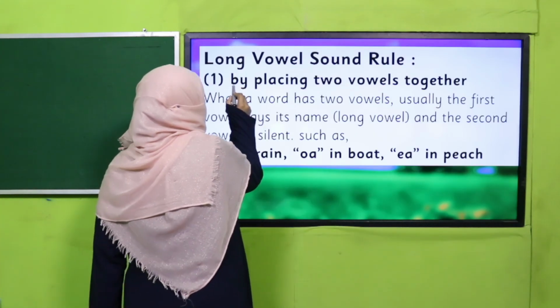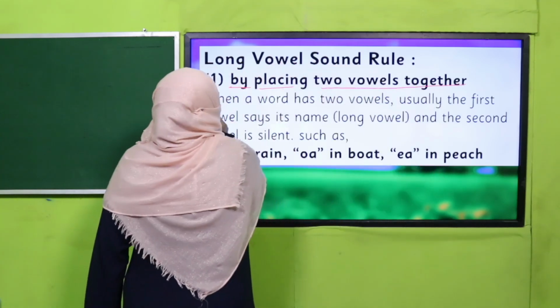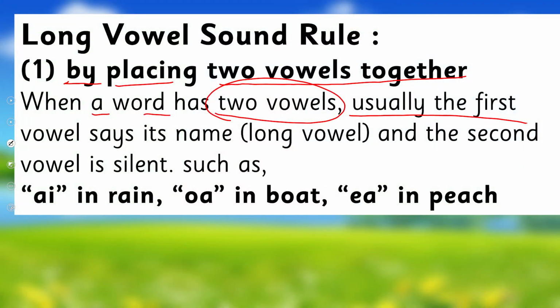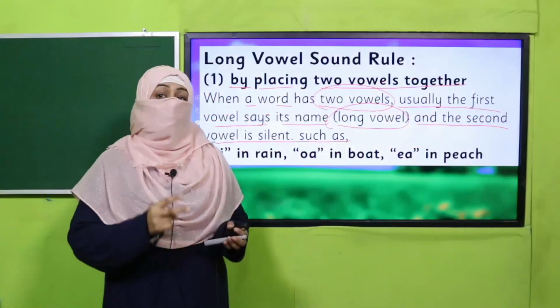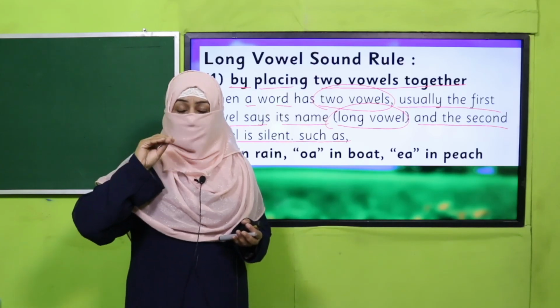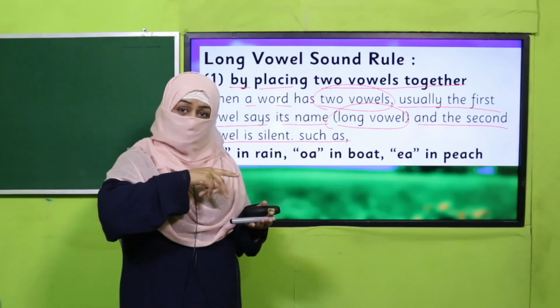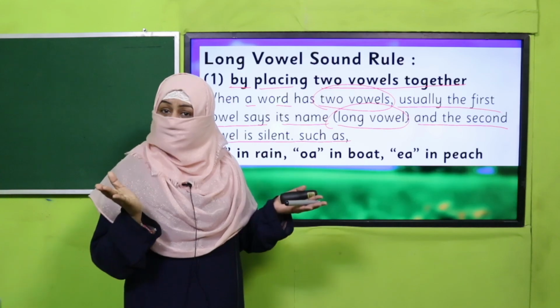The first thing is placing two vowels together. When a word has two vowels, usually the first vowel says its name, the long vowel, and the second vowel is silent. I told you, when two vowels are walking, the first does the talking and says its name. When two vowels are walking, the first does the talking and says its name.